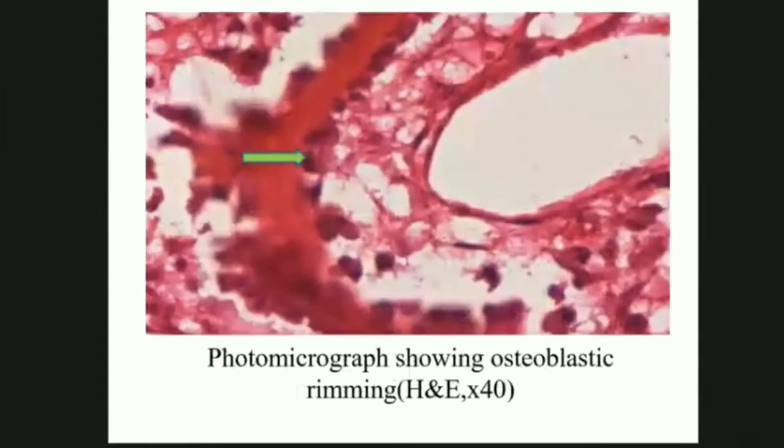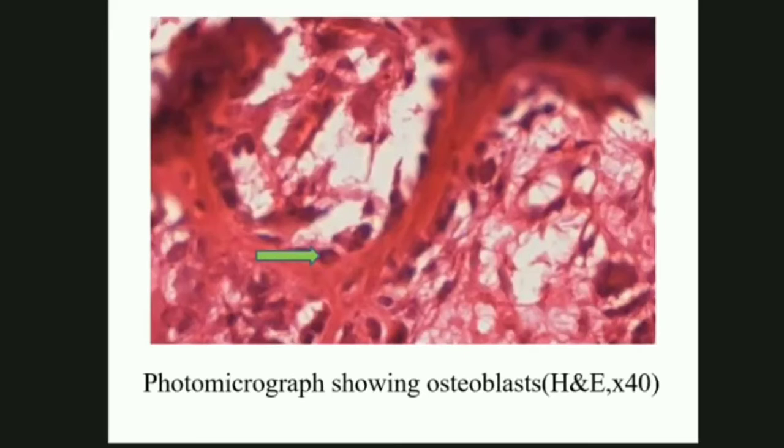These two images are of high power view. Here we can see osteoblasts lined along the trabeculae of the woven bone, also referred to as osteoblastic rimming. These osteoblasts are plump. They are uniform in appearance, and they are arranged orderly in a single layer.